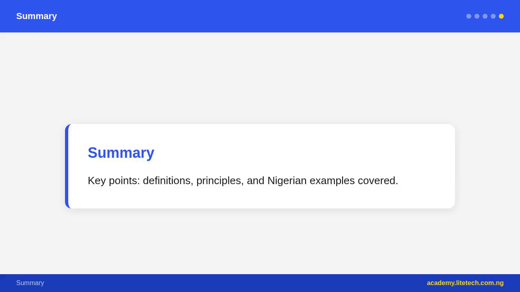WAEC questions on equilibrium require writing Kc expressions, calculating Kc from data, applying Le Chatelier to predict shifts, explaining Haber process conditions. Always state Le Chatelier's principle when explaining equilibrium shifts.